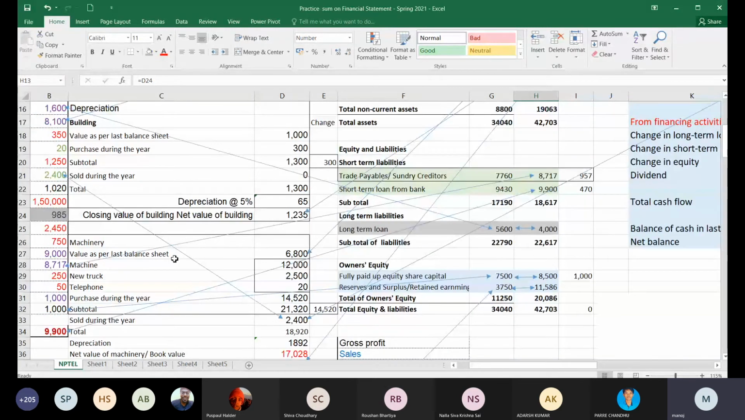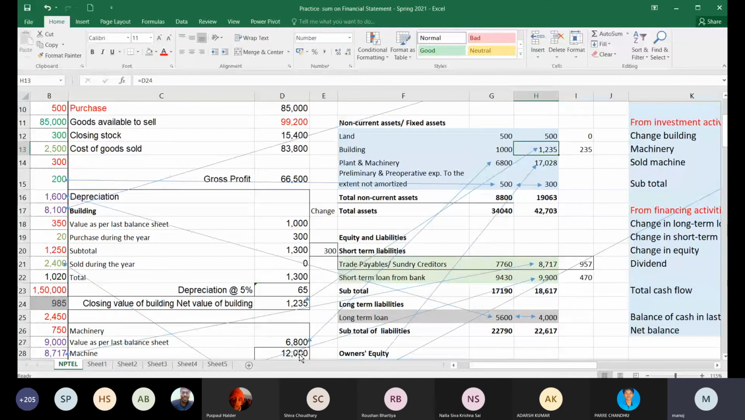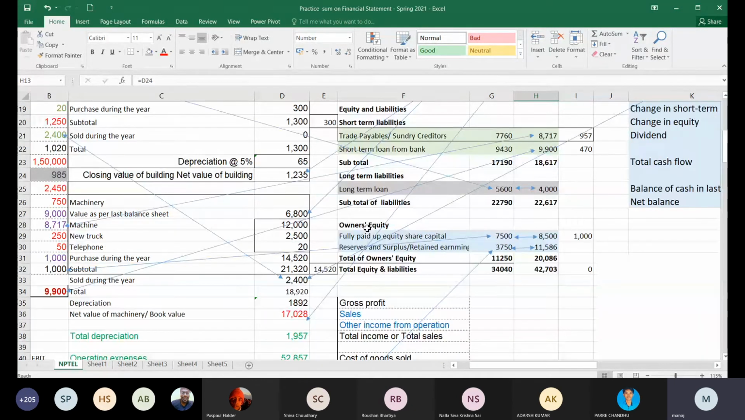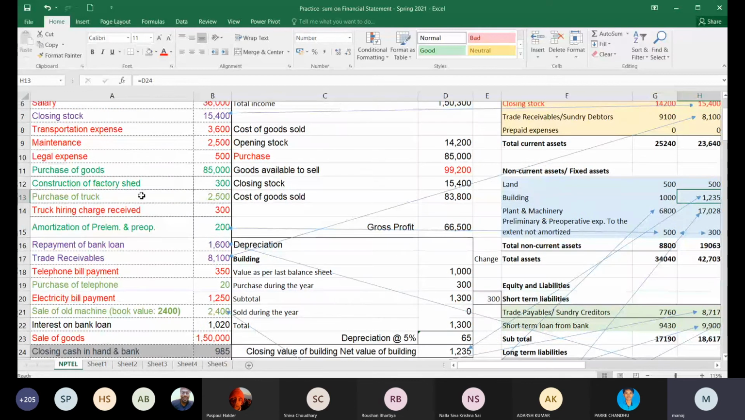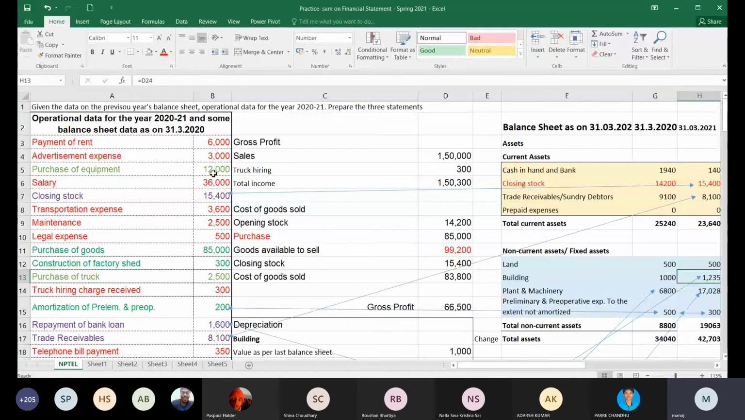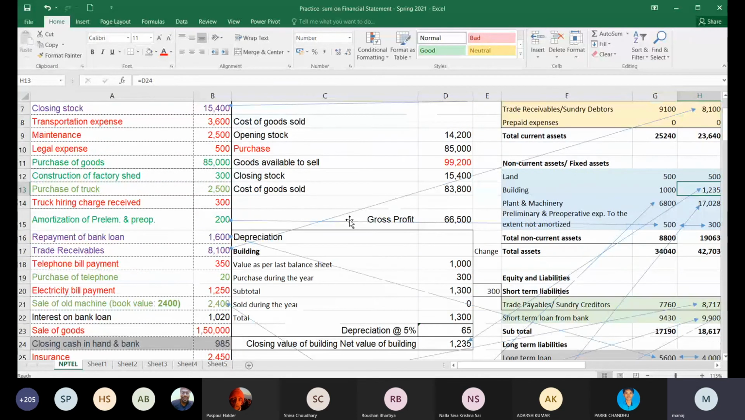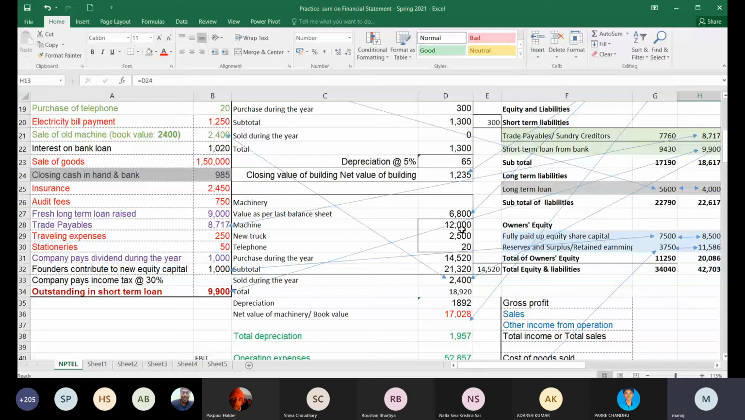Then machinery. Value as per last year account is 6,800. Where is it? It is right here, 6,800. That is the previous year's value. Whatever is mentioned in the balance sheet is the book value. Now you bought some machine during the year. You bought 12,000 worth of machines. You look at this green thing. Purchase of equipment is 12,000. So it comes directly from here. So 12,000 worth of machinery has been bought.